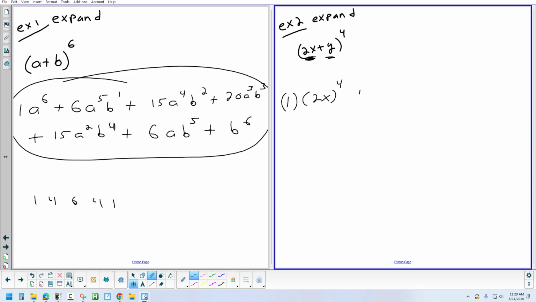Okay. Next term. Julia, what's my coefficient going to be? It's going to be 4. Yep. And what's going to go next to it? 2x to the third. Yep. This whole thing now to the third, and then next to that, y to the first. Okay, so that's our second term. Jace, how about my third term?